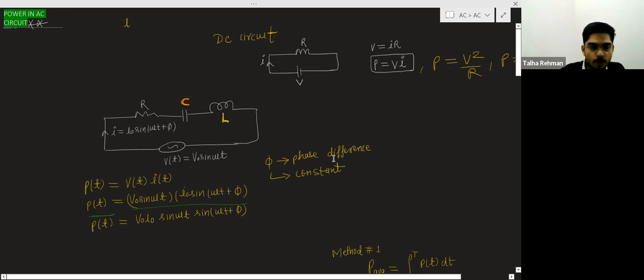Okay. So power at any time in this circuit is given by voltage at any time t into current at any time t. Power is equal to voltage into current at any time t. Okay, now put the value of this V(t), put the value of this I(t). V(t) is this, V naught sine omega t, I(t) is this, I naught sine omega t plus phi. And we want the average power.